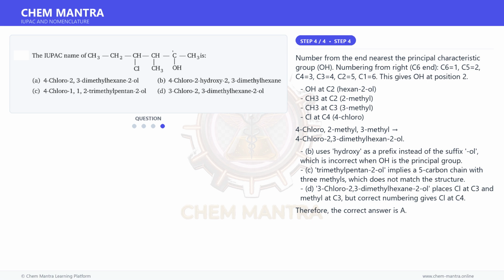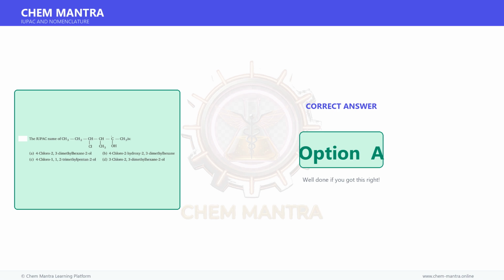group. C. Trimethylpentane, 2-ol implies a 5-carbon chain with 3 methyls, which does not match the structure. D. 3-chloro, 2,3-dimethylhexan-2-ol places Cl at C3 and methyl at C3, but correct numbering gives Cl at C4. Therefore, the correct answer is option A.